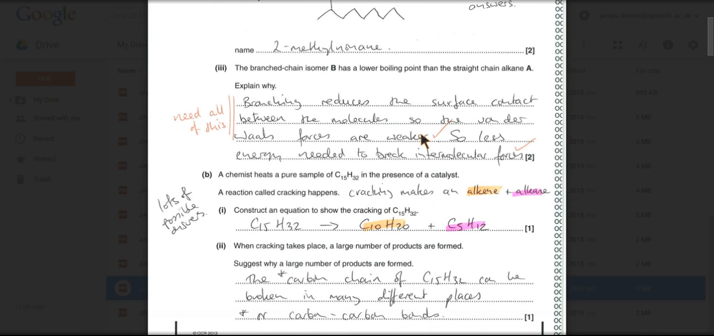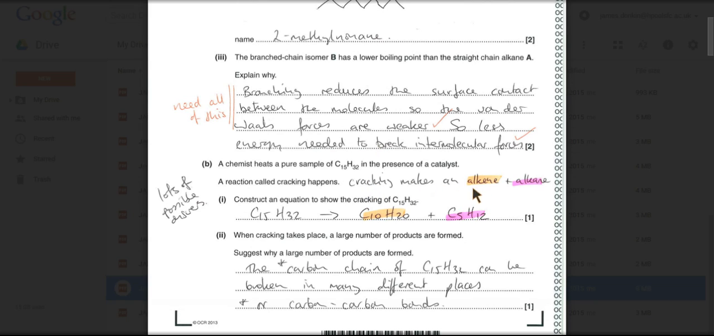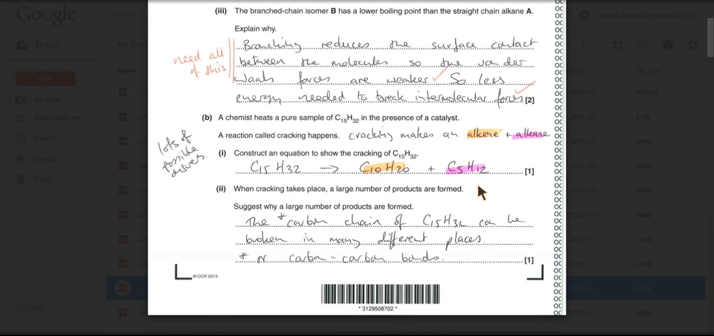Part B, a chemist heats a pure sample of C15H32. So just check CnH2n+2, so that's an alkane. The reaction cracking occurs. Remember, cracking makes an alkene and an alkane. Construct an equation to show the cracking of C15H32. Again, lots of possible answers, and I've gone for this one. So there's my alkene, C10H20, and therefore my alkane must be the difference. So I've gone for C10, so that must be C5 to get the 15. There's H20, so that must be 12 to get the 32.